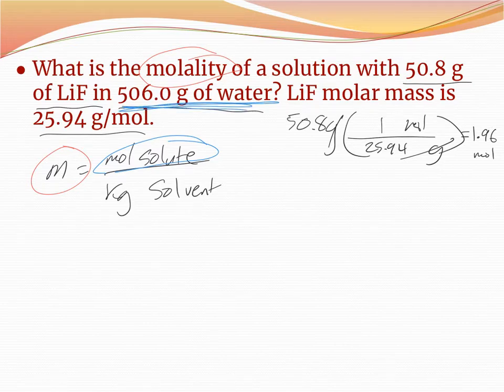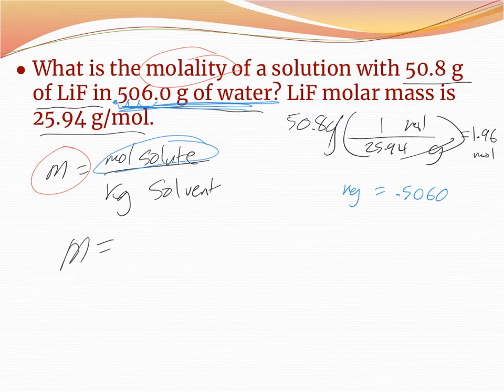Hopefully you guys remember that to go from gram to kilogram, you divide the number by 1,000, or simply move the decimal 3 decimal places to the left. So our solvent is 0.5060 kilogram of water. So now let's just plug it in and we should be good.